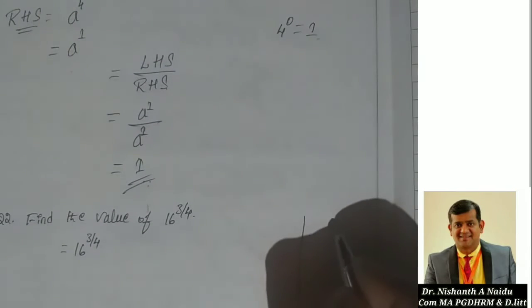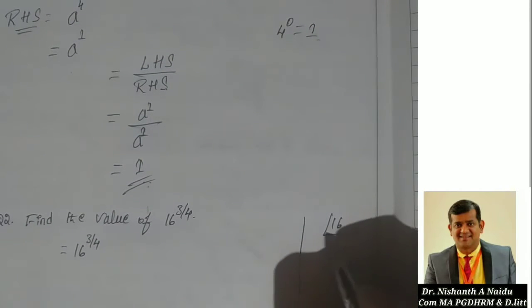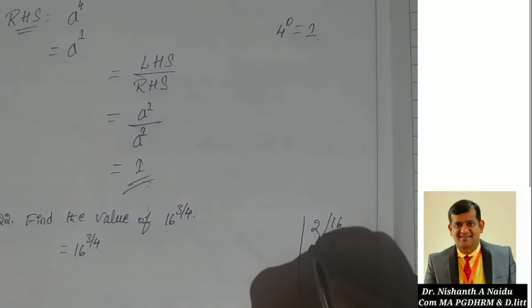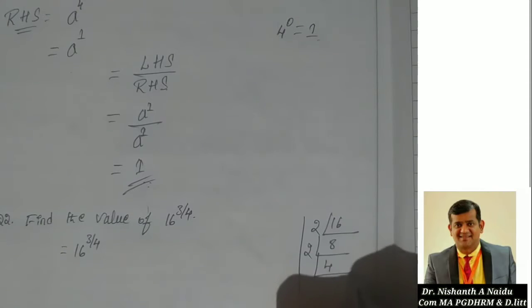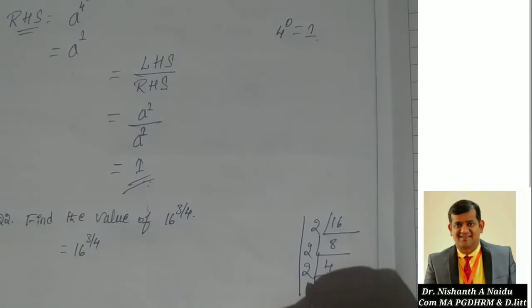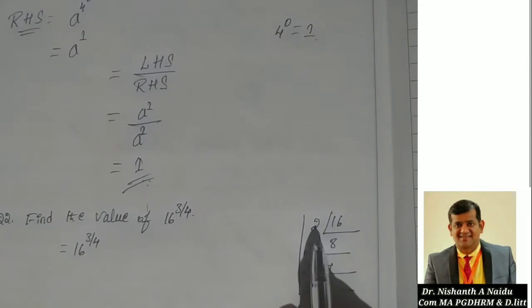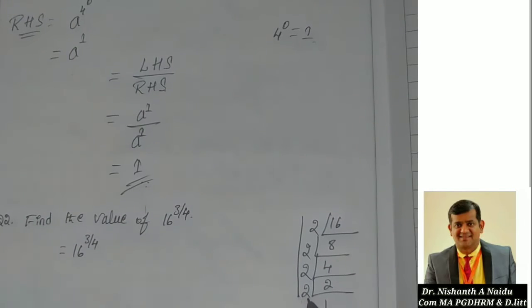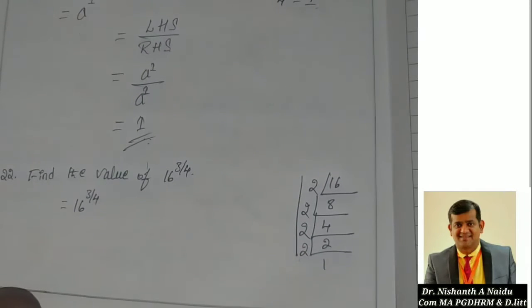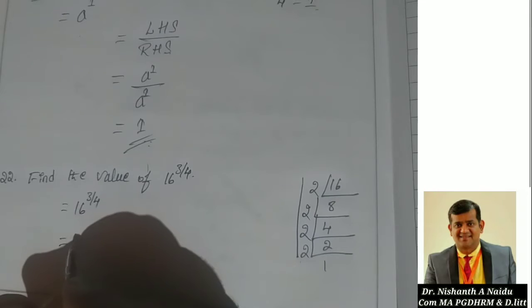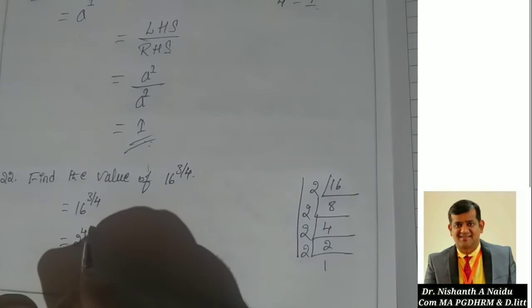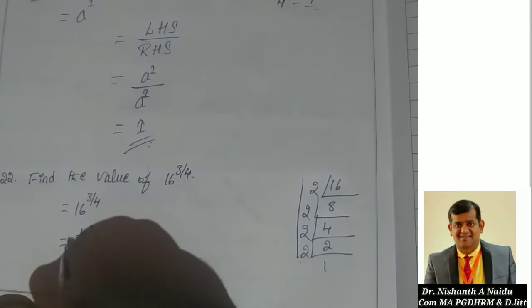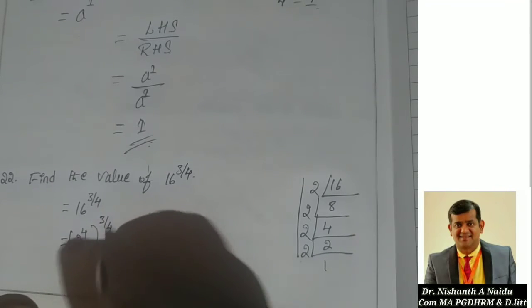So now find the LCM for 16. 8 2s are 16, correct. 2 4s are 8. Then 2 2s are 4. Then 2 1s are 2. So how many 2s we got here? 1 2 3 4. So how many? 4 powers. Okay, so that is equal to 2 to the power 4 whole power 3 divided by 4.